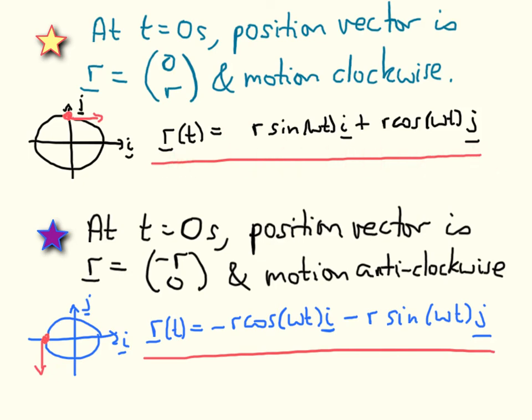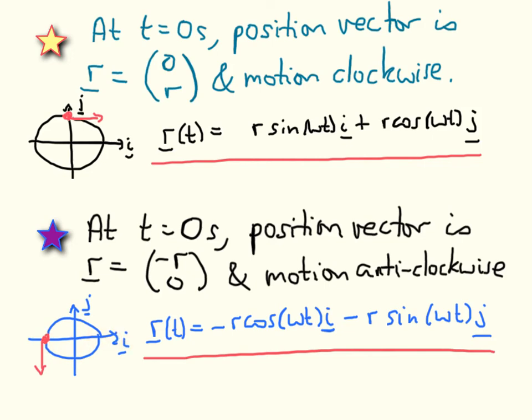Similarly, if we look at this example, at t is naught, the position vector is minus r, naught, so we want to be starting here. So we want minus r cos of omega t, so that at t is naught we have minus r i. So that bit is quite easy to write down. And the other term is going to involve a sine, so that the value of y is naught. It starts on this axis.